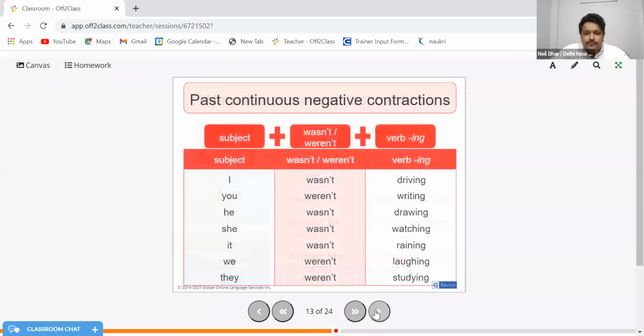Okay, moving on. Here are a couple of examples of contraction. I wasn't driving, you weren't writing, he wasn't drawing, she wasn't watching, it wasn't raining, we weren't laughing, they weren't studying. Again, we apply the same rule for singular subject. We use was and negative would be wasn't. For plural subject, we use were or weren't. You being the only exception.